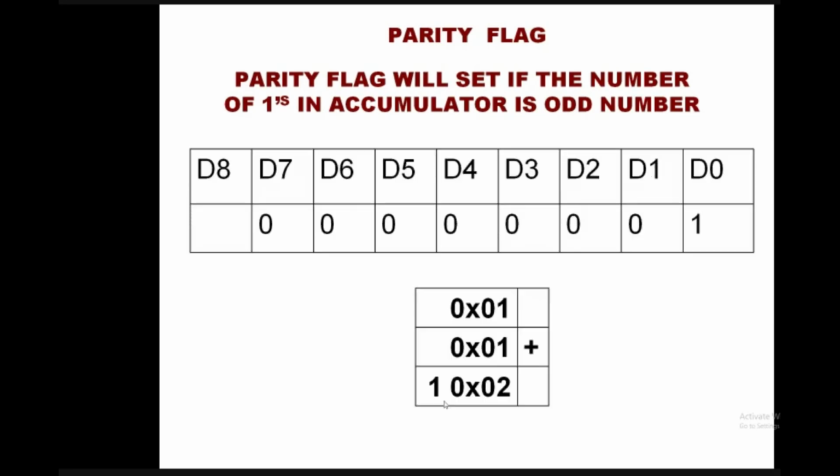When we transfer a byte from one location to another, this parity flag will help us up to some extent. The parity flag will set if the number of ones in the accumulator is odd. In this slide, assuming D0 to D7 is the accumulator, the D0 bit is 1, so the number of ones is odd. So the parity flag will set and notify that the number of ones in the accumulator is odd, hence the parity flag sets and makes it even. While communicating this will be useful. We'll discuss the parity flag in much more detail when we do communication.